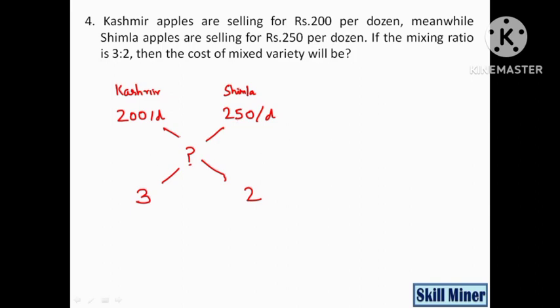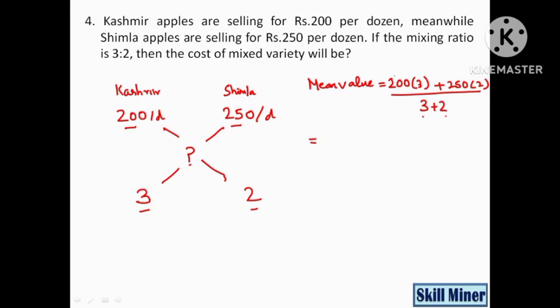Now what we are doing, there is a formula for getting the mean value. Mean value is equal to, this 200 is there, no? 200 into 3 plus 250 into 2 divided by 3 plus 2. The 3 and 2 are ratios.